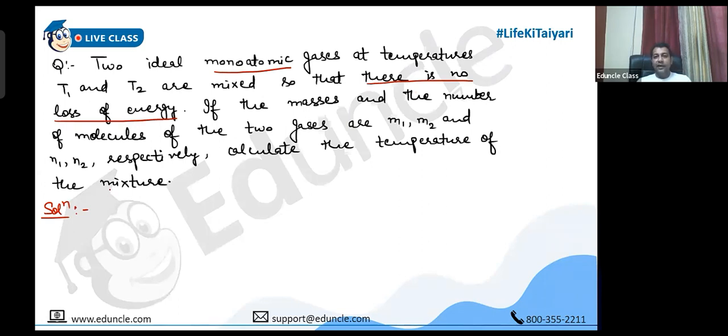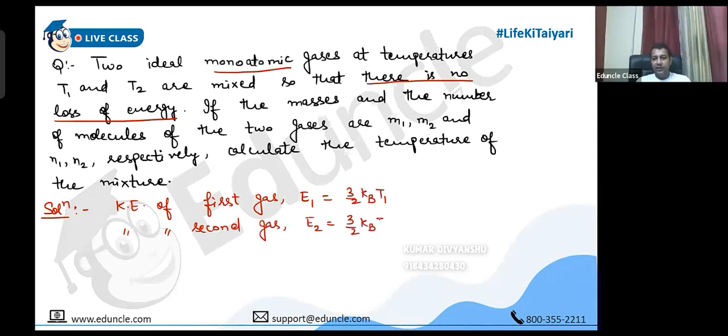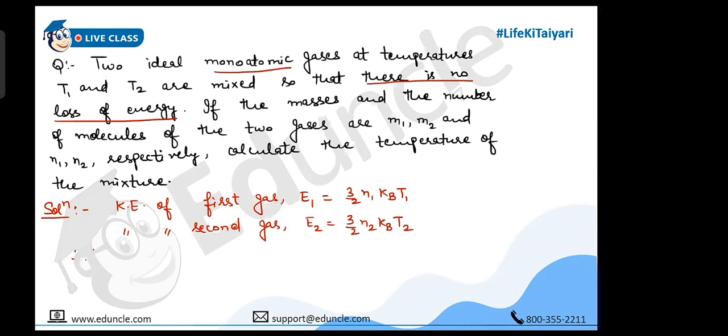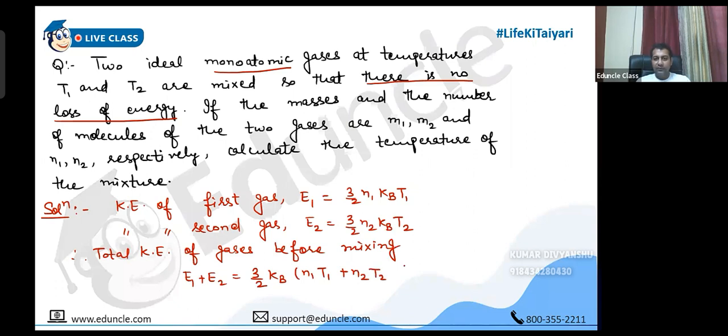Now, because their temperatures are different, and we know that the energy of the gas is dependent on the temperature, and because both are monatomic, both have 3 degrees of freedom. What is the kinetic energy of the first gas? And then the kinetic energy of the second gas? 3 upon 2 kT1, and here it will be 3 upon 2 kT2 because their temperatures were different. This is for one molecule, and they consist of N1 and N2 molecules. So the total kinetic energy of the gases before mixing will be the sum of these two: 3 by 2 k (N1T1 plus N2T2). Let it be number 1.